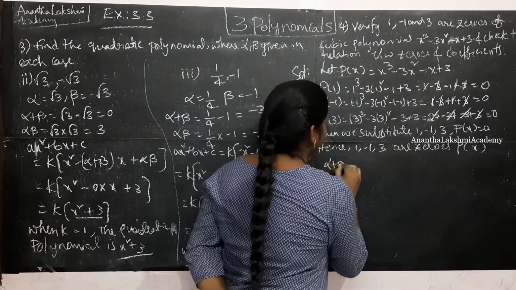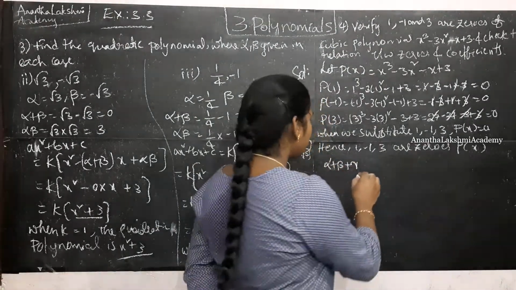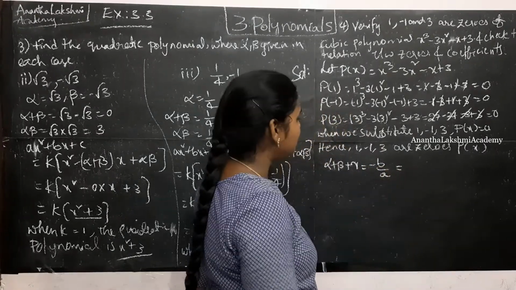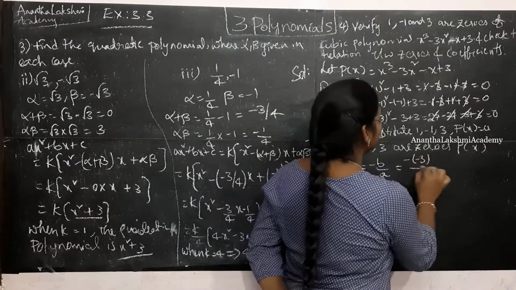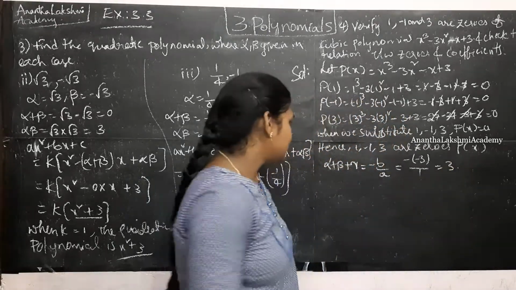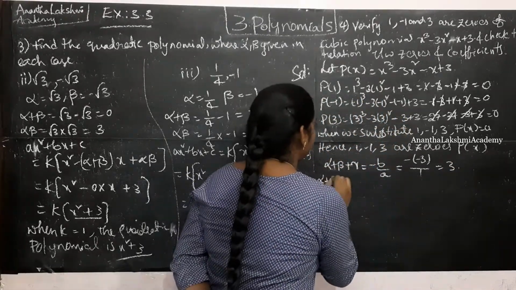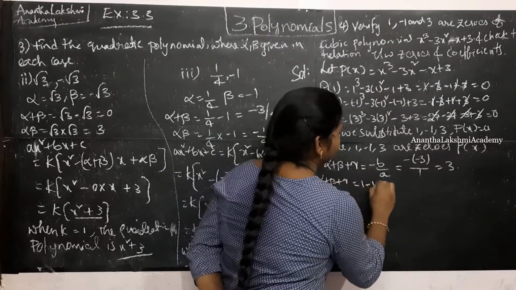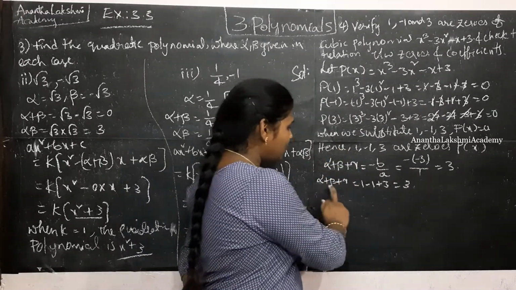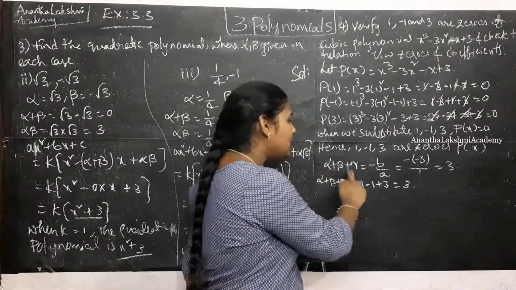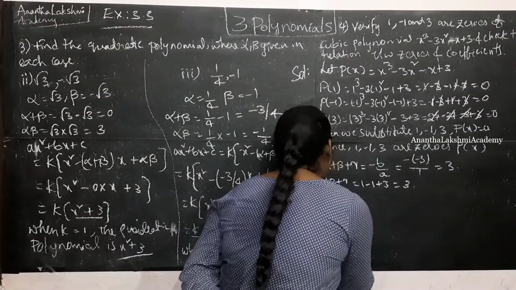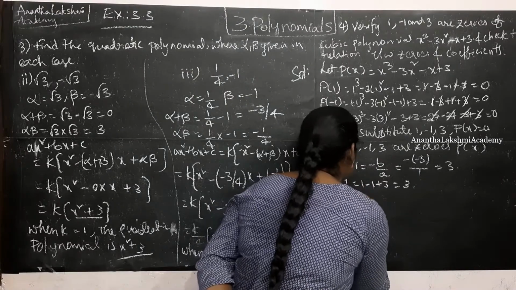Alpha plus beta plus gamma is equal to what? Minus b by a, which is nothing but, what is b here? Minus 3 and a is 1, isn't it? So this becomes 3. So let us try figuring out alpha plus beta plus gamma is equal to 1 minus 1 plus 3, which is also equal to 3. So now the value which we got by adding up the zeros and the value when we substitute it in the formula are the same, verified.